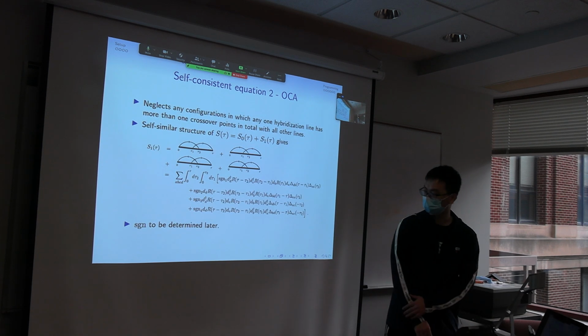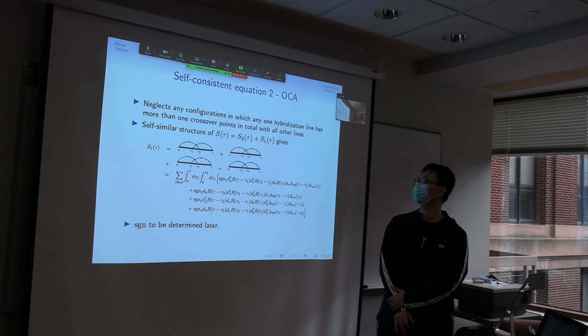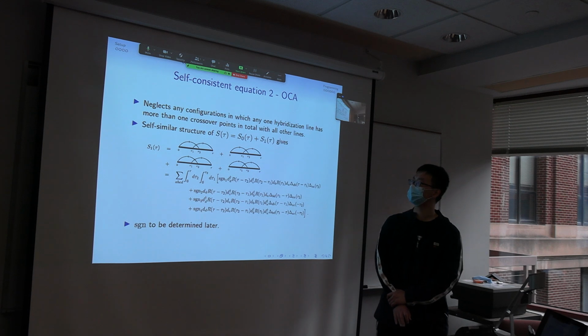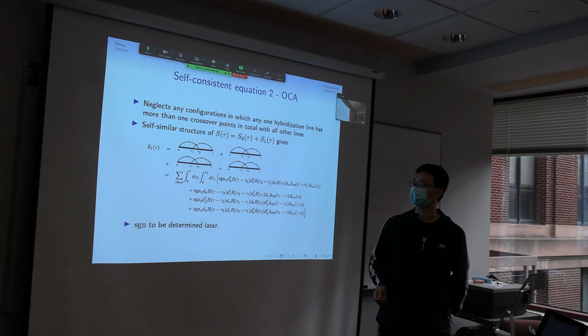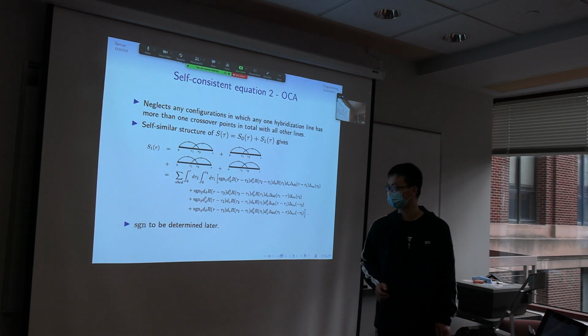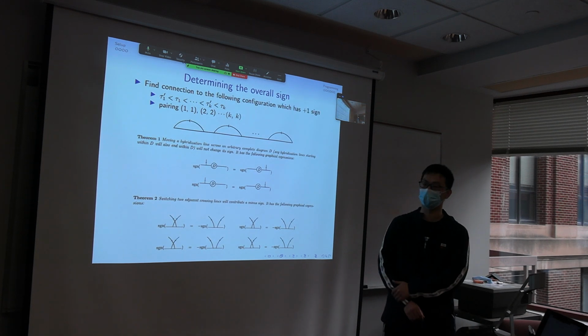The second approximation is the one-crossing approximation. It's a higher order improvement for the NCA. In this approximation, we consider the configurations which have at most one crossover point with all other lines. And we can analyze a self-similar structure and write down this complicated expression. Finally, I will introduce how to determine this overall sign.